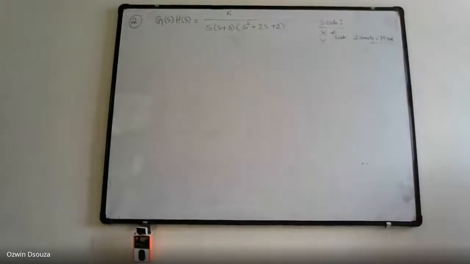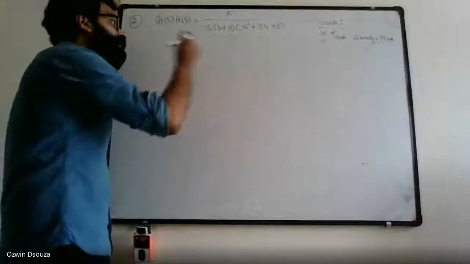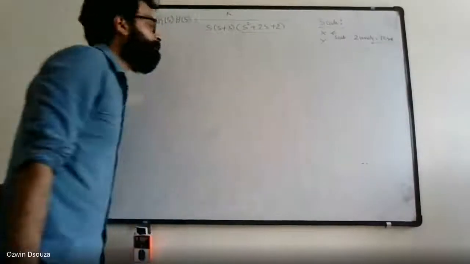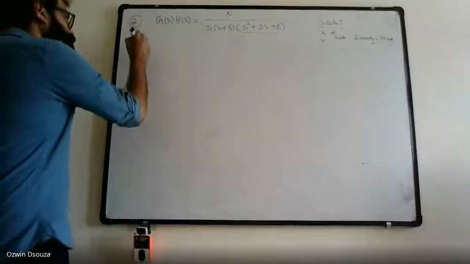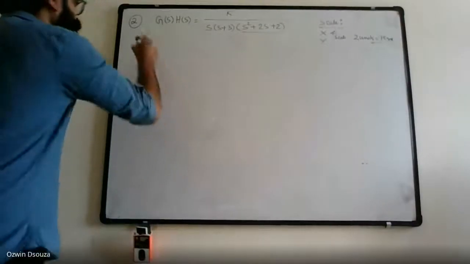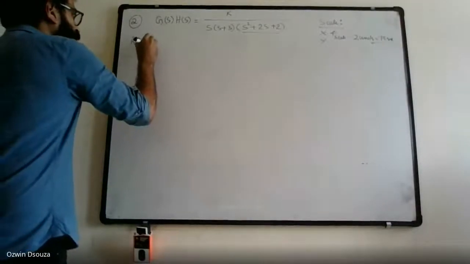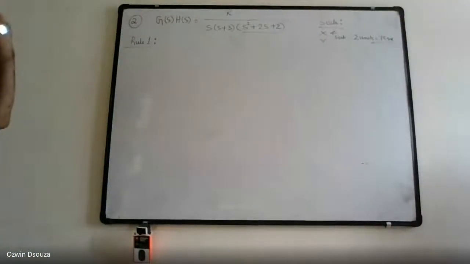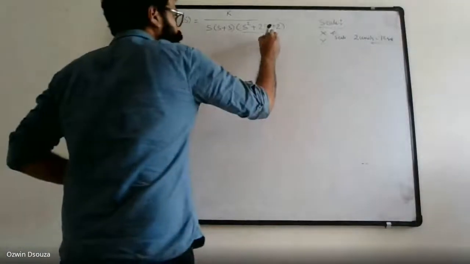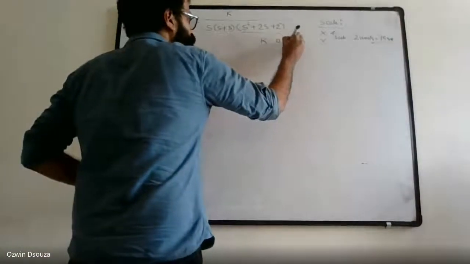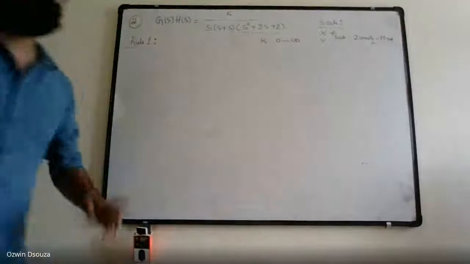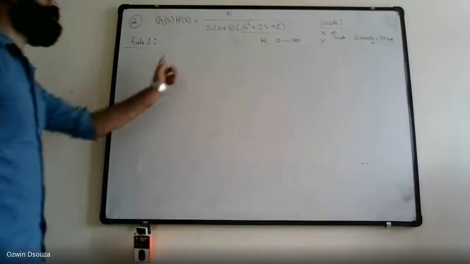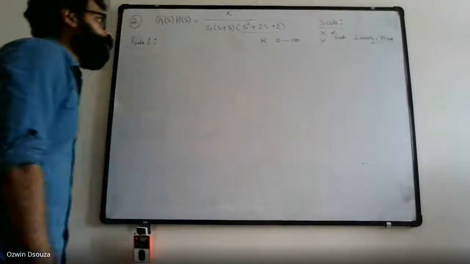So this is the problem. If you look at it closely, you have a quadratic function here. Let's jump into the solution. Rule 1: you need to construct the root locus for K varying from 0 to infinity. So K is varied from 0 to infinity, and for this variation you need to construct the root locus.